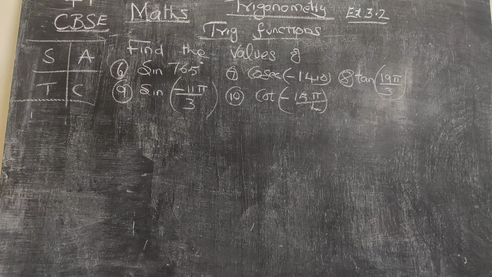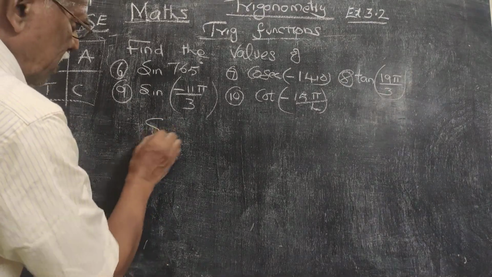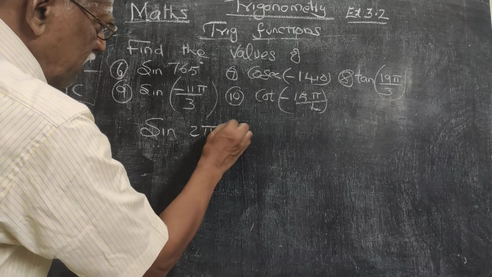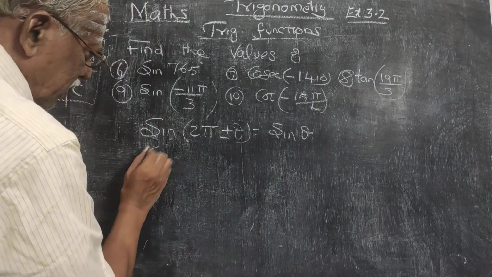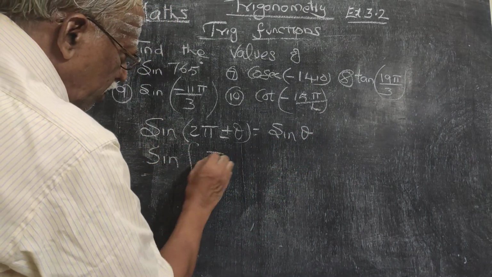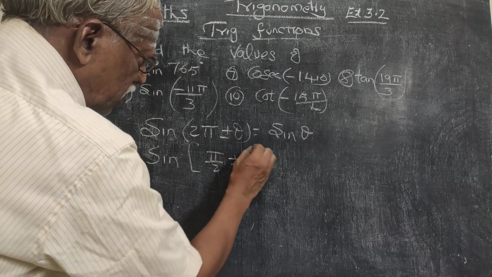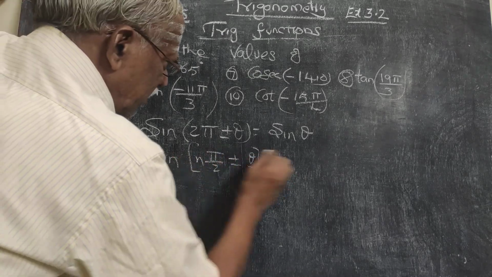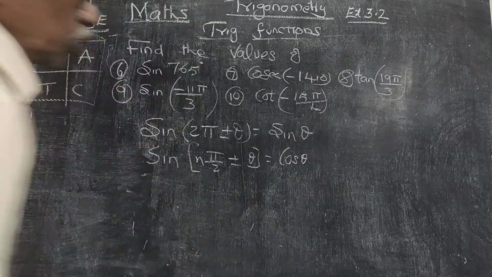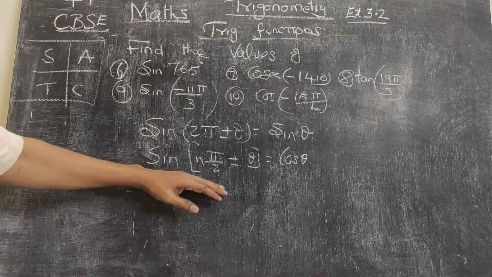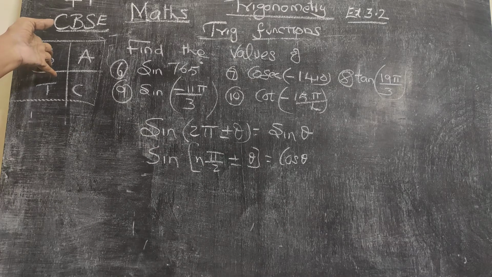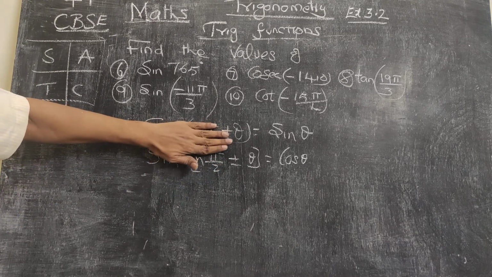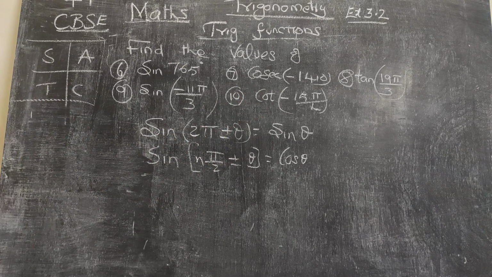If you are writing in terms of sin 2 pi plus or minus theta, if the given angle can be written as sin of 2 pi either plus or minus theta, it will be simply sin theta. Whereas if you are writing this in terms of multiples of pi by 2 plus or minus theta, sin will become cos. So we have to think of two things. When you are writing in terms of multiples of pi by 2, you should convert sin into cos, and then again you have to apply this one. I am avoiding this step. I am taking everything in terms of 2 pi plus or minus theta.